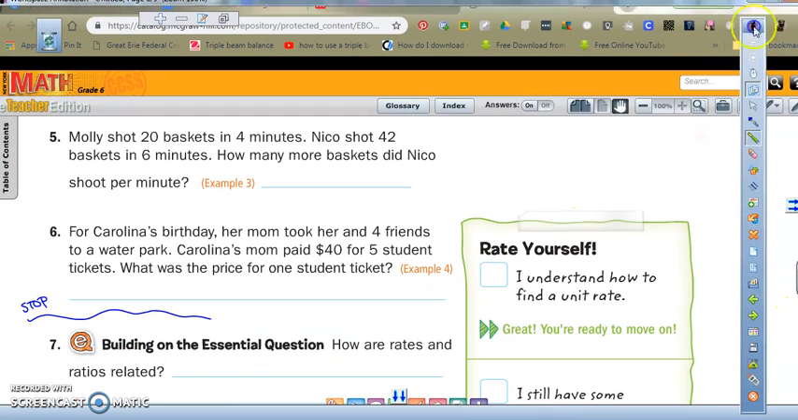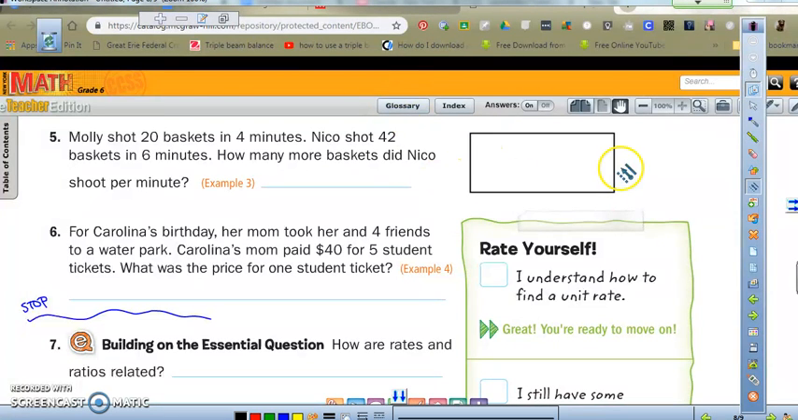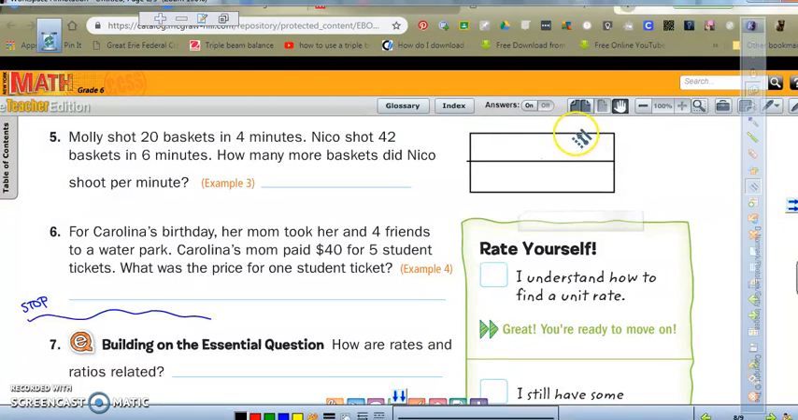Last two. So while I'm reading, I'll draw my diagram. Molly shot 20 baskets in 4 minutes. Nico shot 42 baskets in 6 minutes. How many more baskets did Nico shoot per minute? So let's see. This is baskets. This is minutes. So we have 20 baskets in 4 minutes. Nico shot 42 in 6. So we're going to need to make another diagram. Baskets, minutes. I have Nico doing 42 in 6.